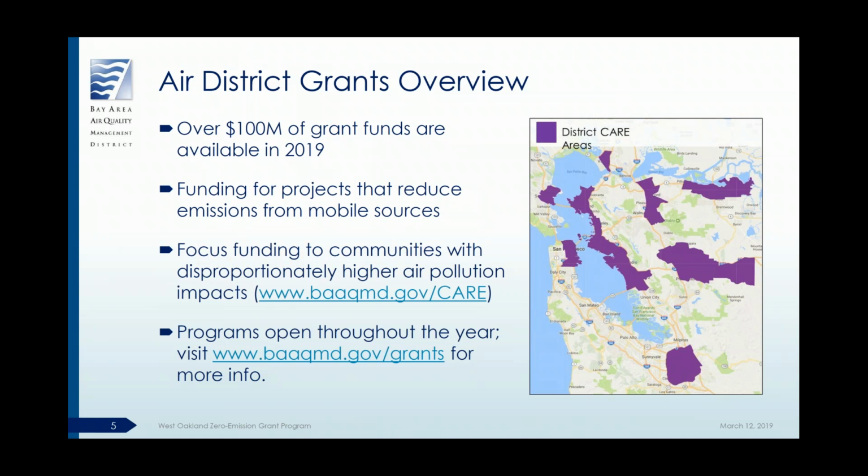Grant funds are prioritized for communities that are highly impacted by air pollution. These communities are identified through the Community Air Risk Evaluation Program, also known as CARE, and a map of these areas is shown here. Programs are staggered and will be opening throughout the year, so please check our website periodically and sign up to receive notifications for future funding opportunities.